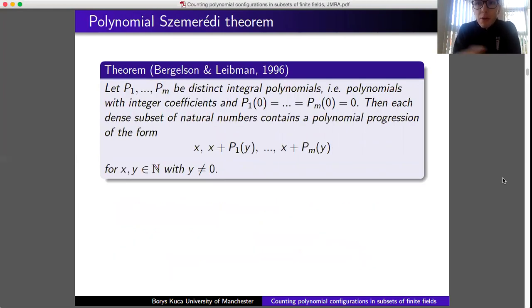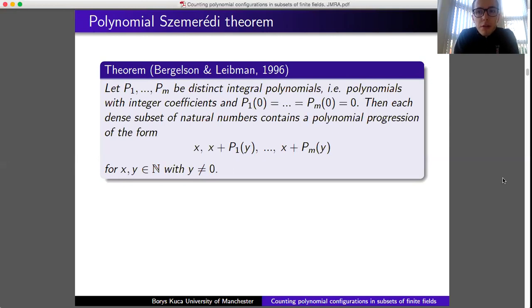Today, I will mostly focus on the polynomial generalization of Szemerédi theorem, proved by Bergelson and Leibman 24 years ago. Let p1 through pm be distinct integral polynomials. By integral, I mean that they take integer coefficients and also that they have zero constant terms. Then, each dense subset of natural numbers contains a polynomial progression of the following form.